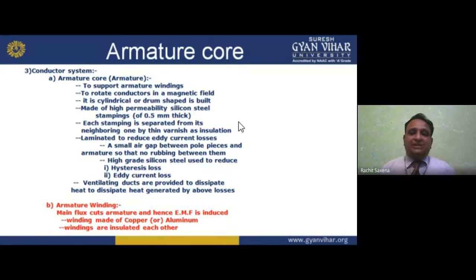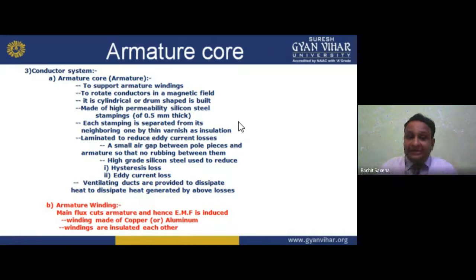Now each stamping is separated from its neighboring one by thin varnish as insulation, or we can use mica also for the insulation purpose. Varnish we can use, and we can use mica also, so both things are there, mica and varnish. So, neighboring one upon one upon one, but they have insulation by thin varnish.